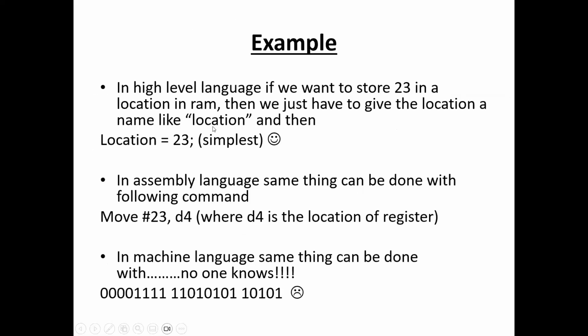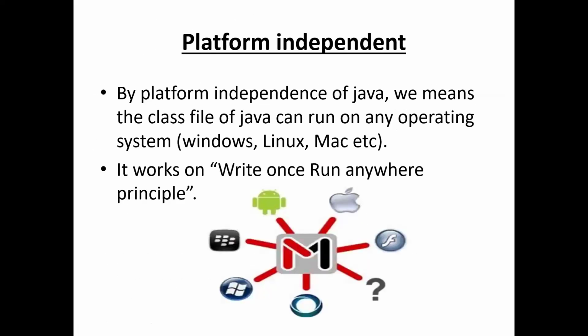So what made Java platform independent? Platform independence of Java means the class file of Java can run on any operating system, either Windows, Linux, Mac, etc. So it was on the write once, run anywhere principle, which I further explained to you last session. But now let's look at this further, how Java became platform independent.